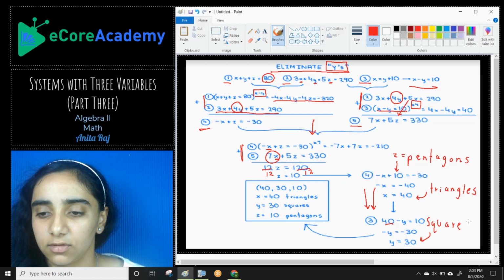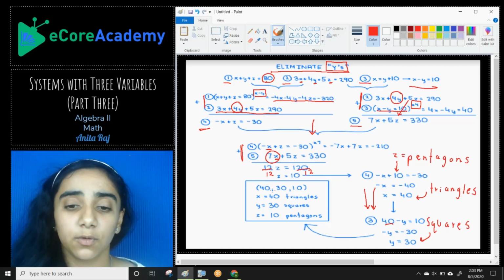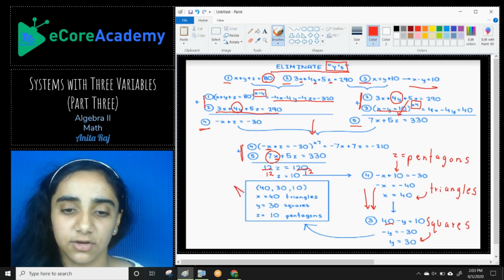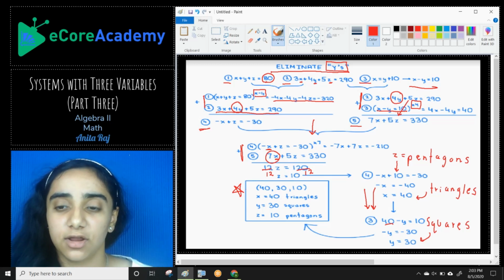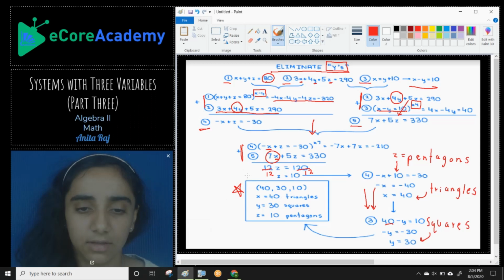So squares. And lastly, if you come over here, I summarized it for you. So the ordered triplet will be 40, 30, 10, because you remember x, y, z, and then x equals 40 triangles, y equals 30 squares, and z equals 10 pentagons. So this is your final answer, and that's how you would have gotten there if you followed that. So that's how you would do it by hand.